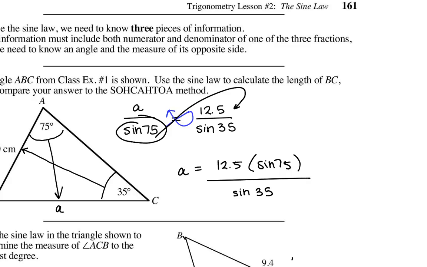And I know some people want the proper way and some people want to do the shortcut, so I offer both. Make sure you're in which mode? Degree mode. Make sure it says degree. 12.5 times the sine of 75 divided by the sine of 35. I got 21. All right, it looks like centimeters, so 21 centimeters.